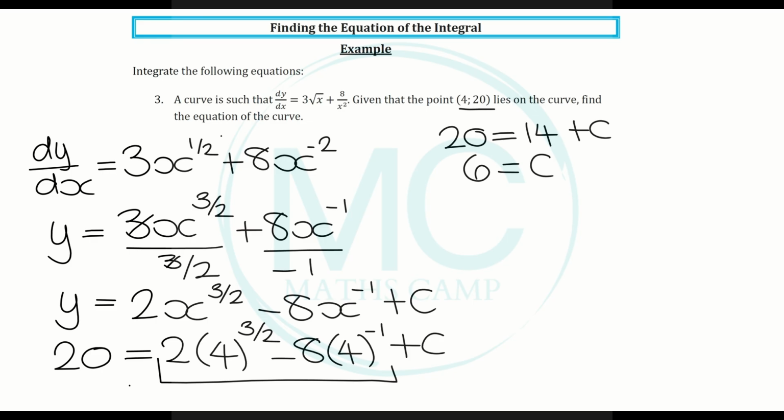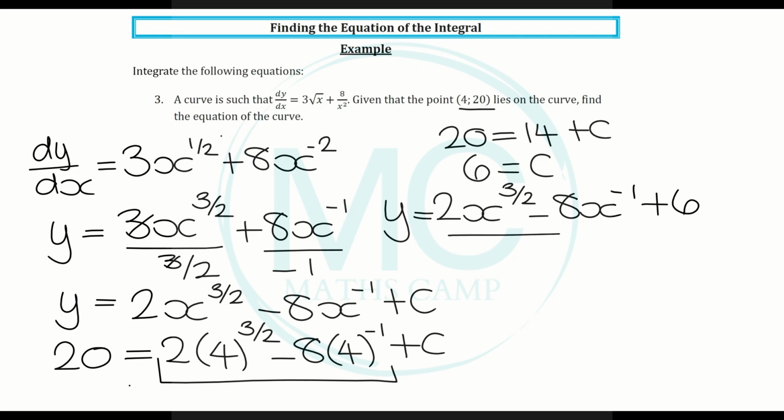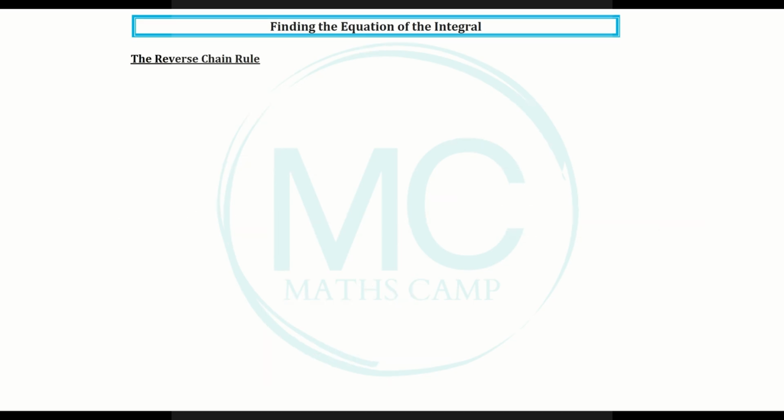Now I can finalize my equation. I have y is equal to 2x with an exponent of 3 over 2 minus 8x with an exponent of negative 1 plus c, which is 6. And this is the equation of the curve.